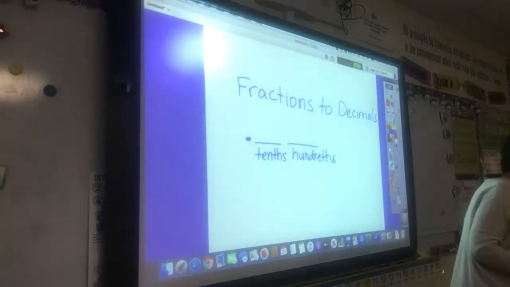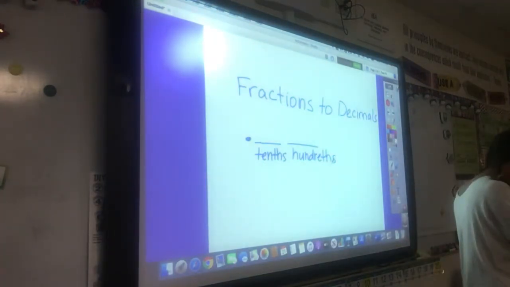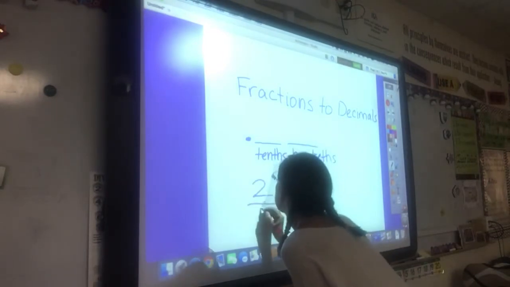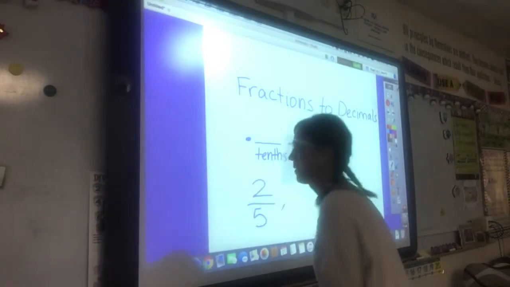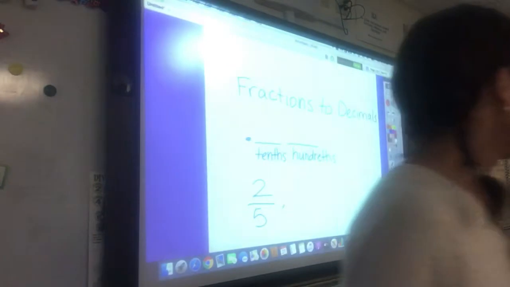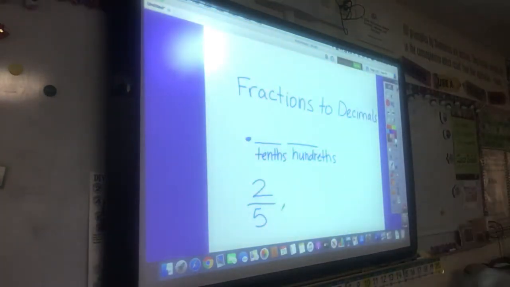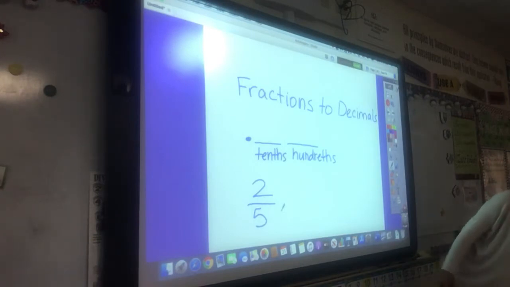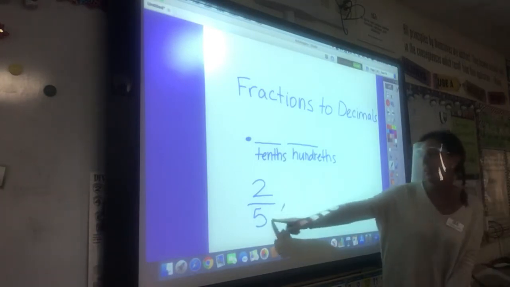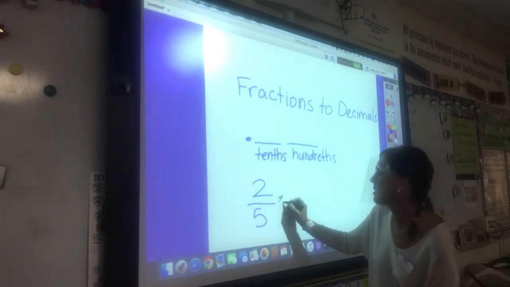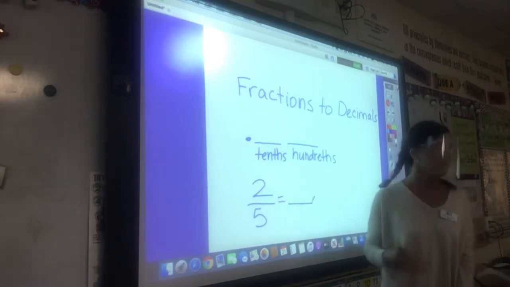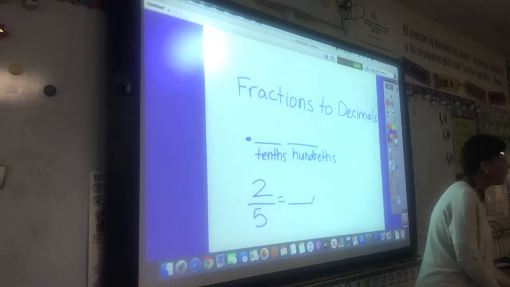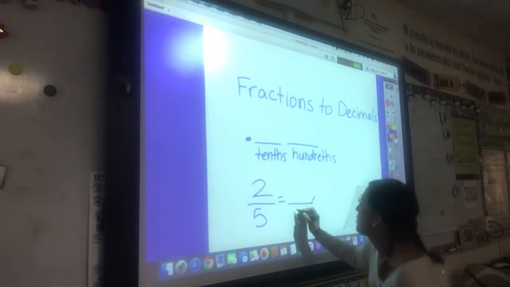Now we're going to look at a fraction. I want you to write 2/5. We want to change 2/5 to a decimal. So we need this denominator, let's put equals, to be either a 10 or a 100. Since it's a 5, the most logical thing to do is change it to a 10.